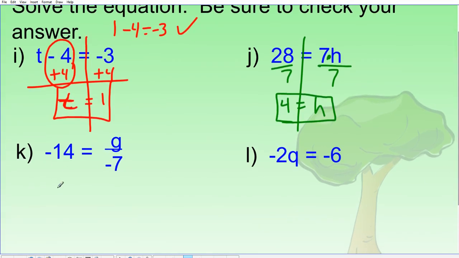Letter K. I'm going to solve here, so I need to get the variable by itself. He is on the right up top. So in the end, I want this to be g equals. In order to get this g by itself, I have to get rid of this divide by -7. The opposite of dividing by -7 is to multiply both sides by -7. So this multiply by -7 and this divide by -7 cancel.